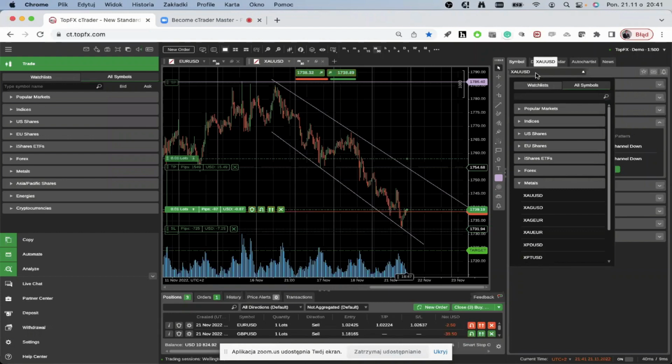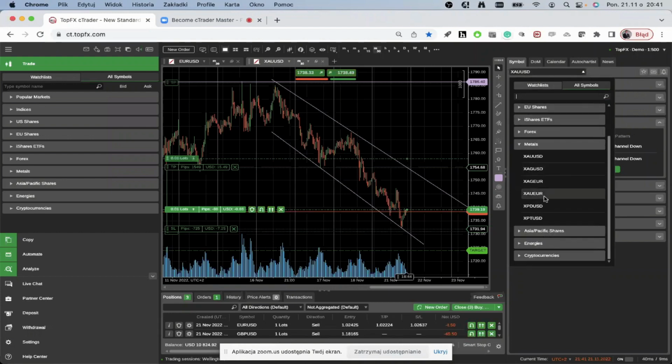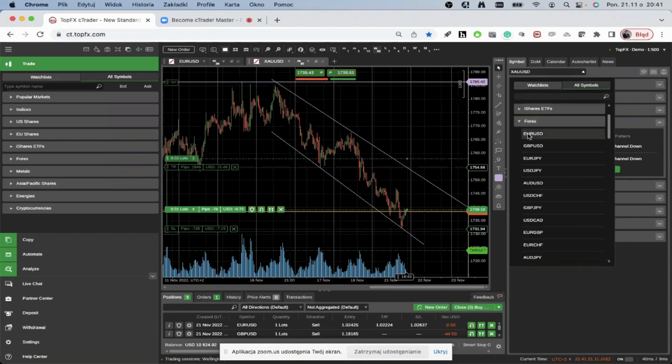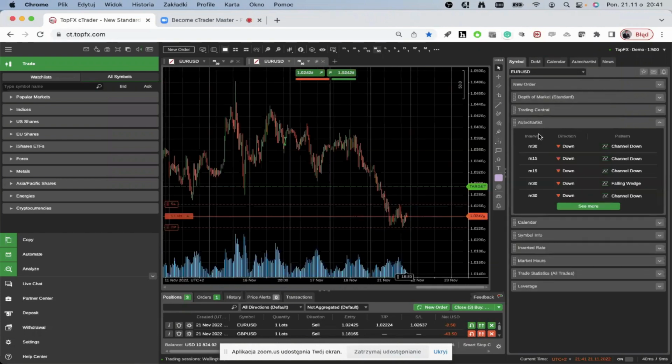as you can see, was the euro dollar. Of course, it was the euro dollar. There you go. The euro dollar is here, and what we found here were two different patterns, right? On the time intervals of M30 and M15, we got the patterns called channel down and falling wedge. As you can see, those patterns are to the downside, right?